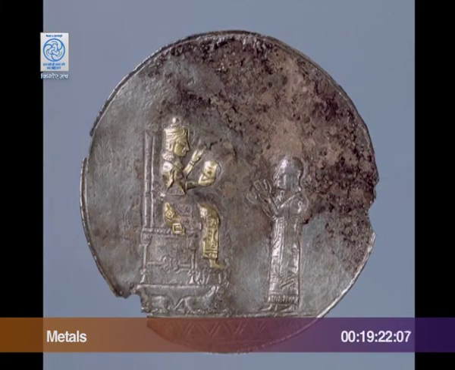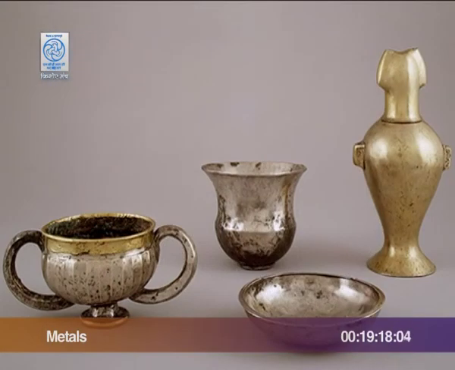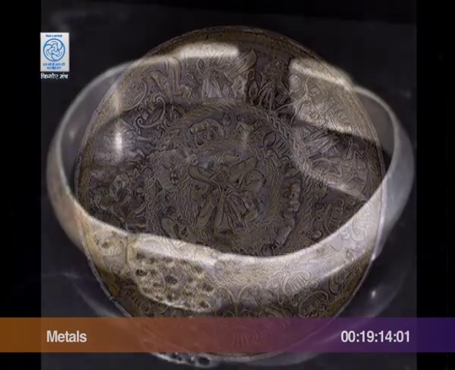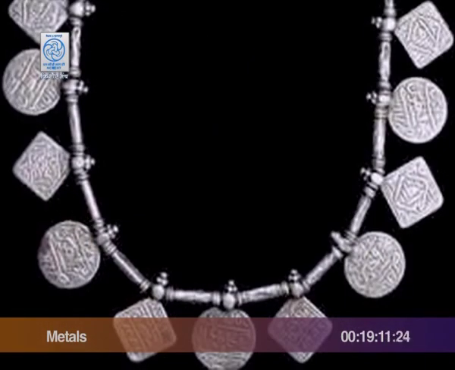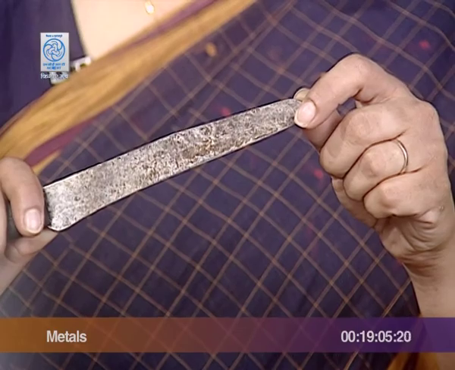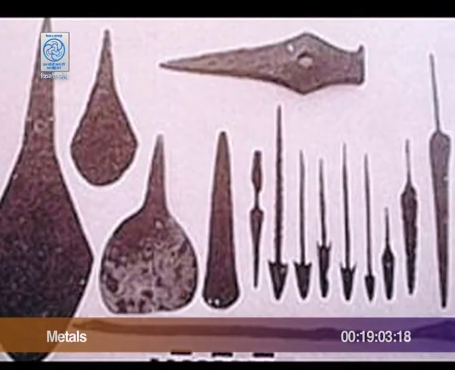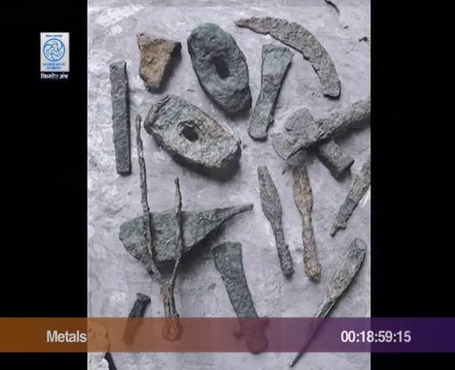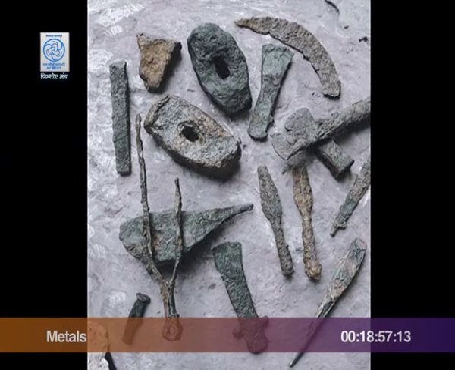Then silver was discovered. It was used mainly for utensils and for ornaments. Iron was discovered around 3500 years back. Iron weapons revolutionized warfare, and iron implements did the same for farming.